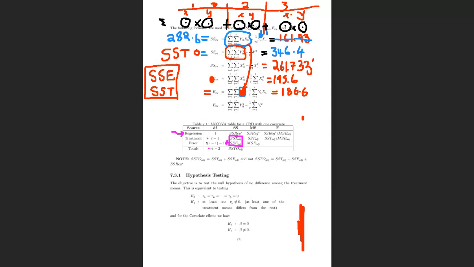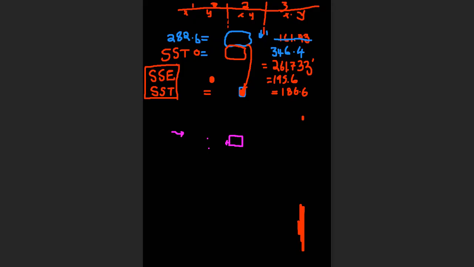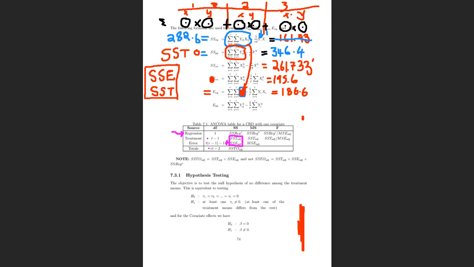I said the degrees of freedom of regression, you know why it is 1, right? Yes. And the degrees of freedom of treatment, you understand the idea of t minus 1. We discussed it from CRD at the beginning, chapter 2. Now, avoid this one, otherwise you'll make a serious problem.